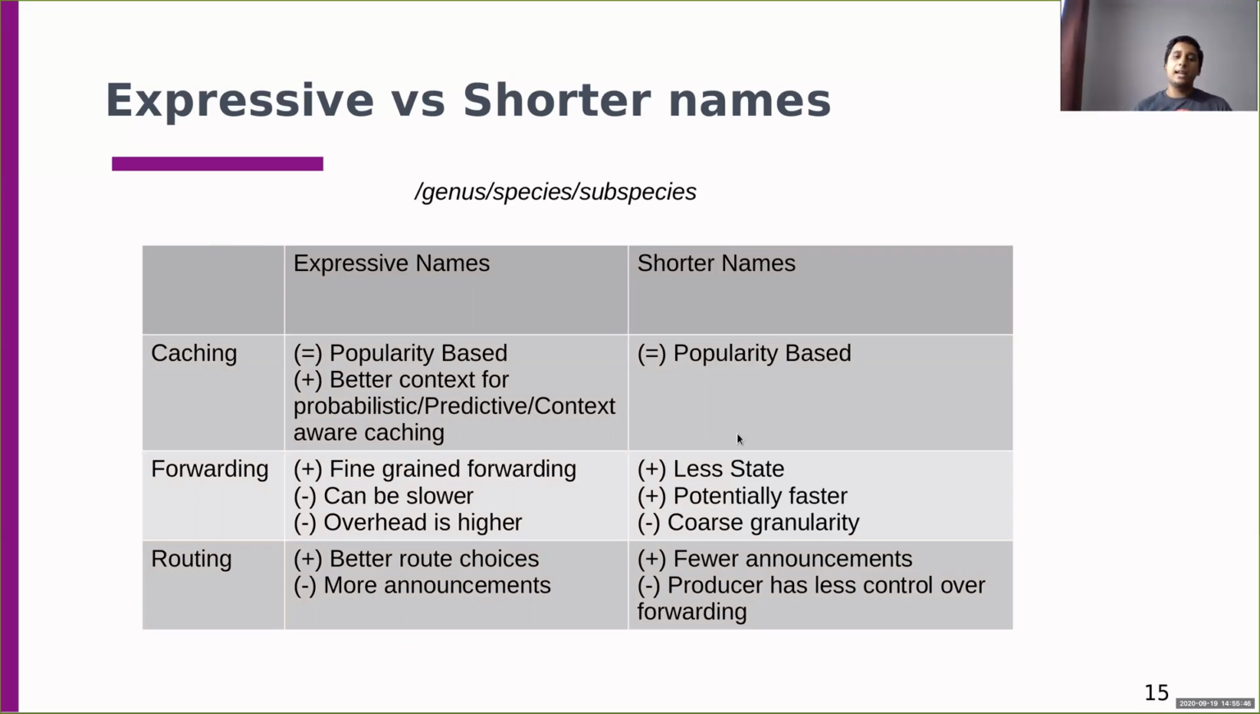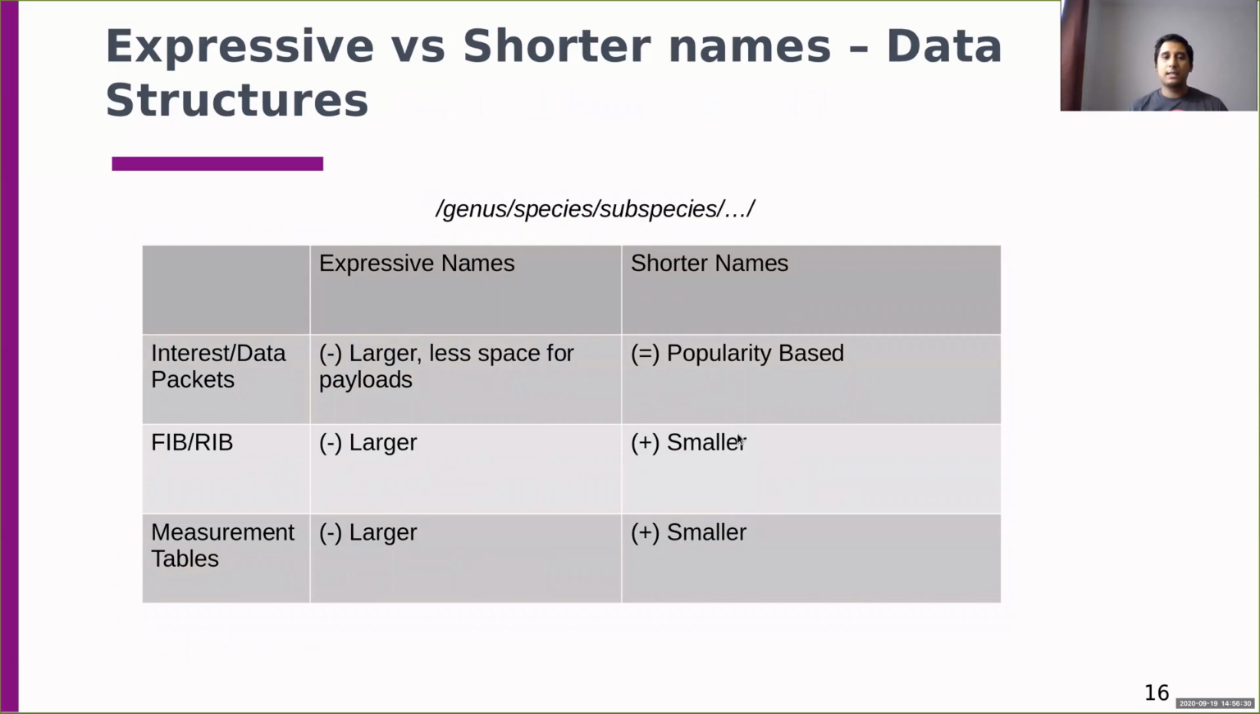The shorter names, on the other hand, are potentially faster because it takes less time to parse and process them. And they also create less state in the network. If we look at the data structures in NDN, once you have expressive names, the interest packets become larger, and the data packets have less space for the payloads. For FIB and RIB, of course, expressive names mean they're going to be larger compared to the shorter names.